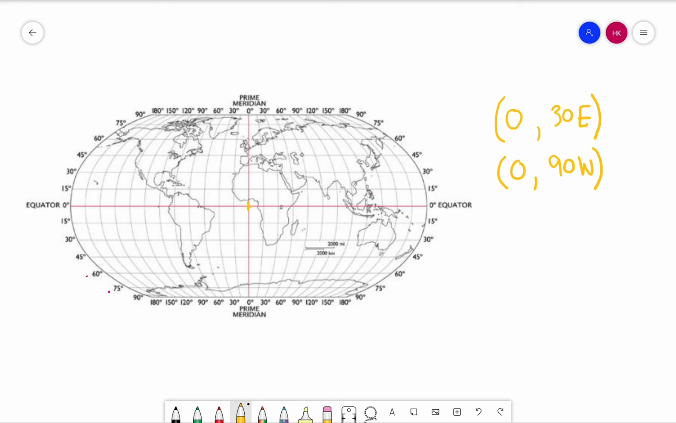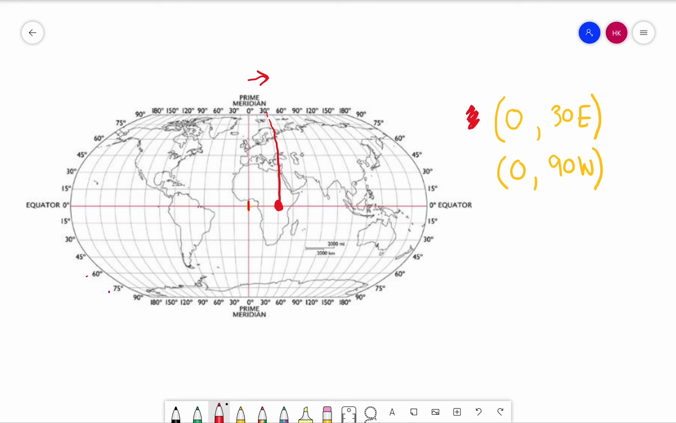Now, if I'm right here, let's get a different color so you can see a little bit better. If I'm right here, I know east is this way. Okay, so you always remember east is on the right hemisphere. So the east hemisphere is over here. I'm going to go 30 right here, east. I'm going to follow my line. And here is my 0, 30 east.